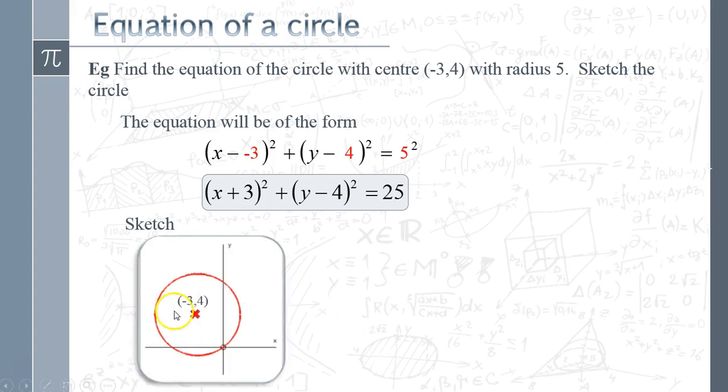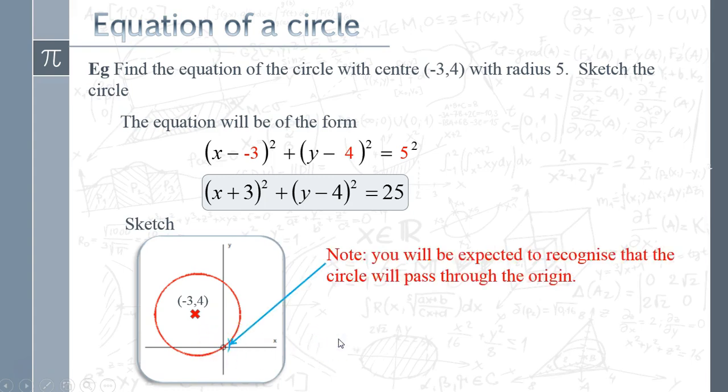So there it is, there's our centre at (−3, 4), and there's our circle, and the first thing to immediately notice is what's going on down here. Well, you will be expected to recognise that that circle would pass through the origin, because if you look at the choice of coordinates and the radius, you should recognise that is a 3, 4, 5 Pythagorean triple. So what that means is the origin is actually 5 units away from the centre, which means the circle will pass through the origin. And in an exam, they would expect you to be aware of that.